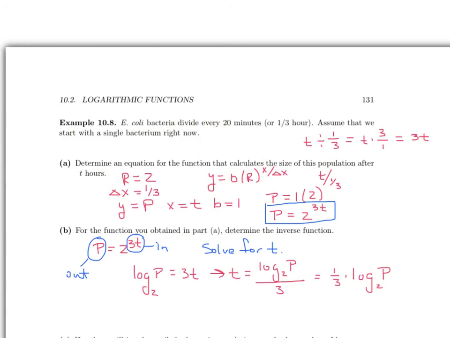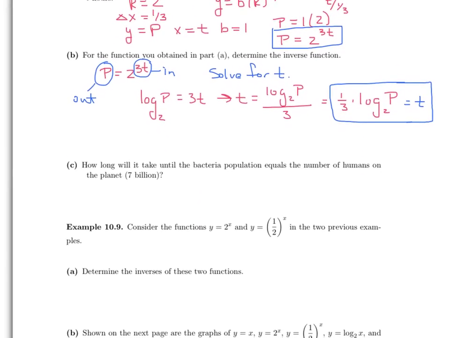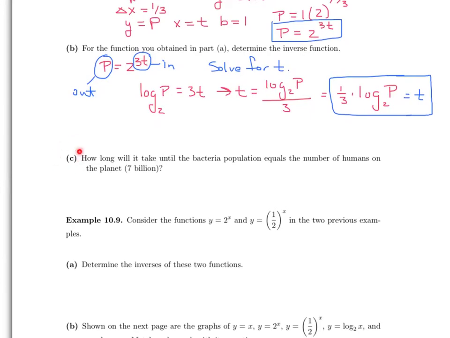So this is our inverse function right there. Let's look at part C. How long will it take until the bacteria population equals the number of humans on the planet, which we'll say is 7 billion? Well, notice that this is a how long will it take kind of question.